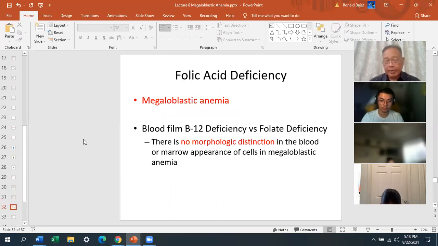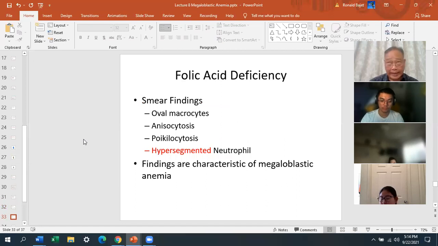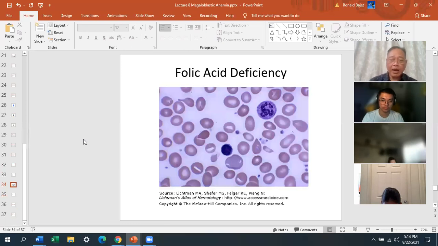It is a megaloblastic anemia. Remember, vitamin B12 and folic acid go hand in hand. So in the laboratory, the blood film will look exactly the same. Vitamin B12 and folic acid deficiency, there's no morphological distinction. You'll see hypersegmented neutrophils and you'll see oval macrocytes. Anisocytosis, again, it's not red. I'll reserve the significance of anisocytosis for iron deficiency anemia. Hypersegmented neutrophils, that's what you should see. And these findings are characteristic of megaloblastic anemia. Right there, hypersegmented neutrophil.